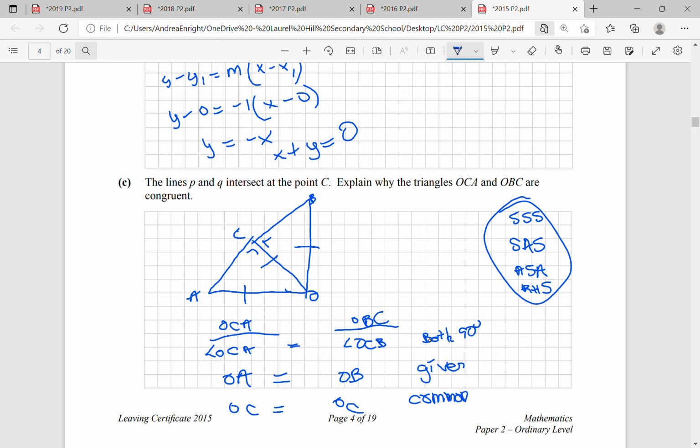So that means your 2 triangles are congruent, and the reason is RHS. We have a right angle, we have the hypotenuse, and we have another side. Okay.